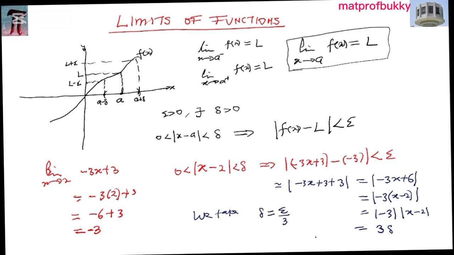So obviously we are going to obtain that the absolute value of minus 3x plus 3 minus 3 is actually less than epsilon, which shows that the limit of this function as x tends to 2 is actually minus 3. Now let me give you an example.